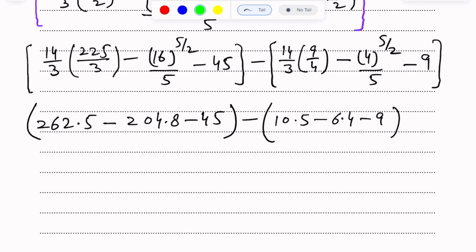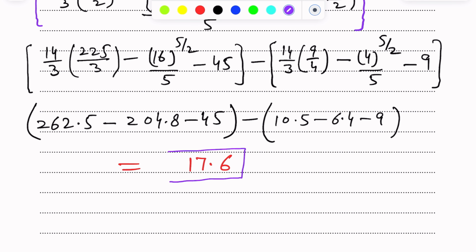Now, using the calculator here, we get the final answer: 17.6 unit squared. This is the required answer. This is the area of the shaded region. 17.6, correct to three significant figures. This is the answer.